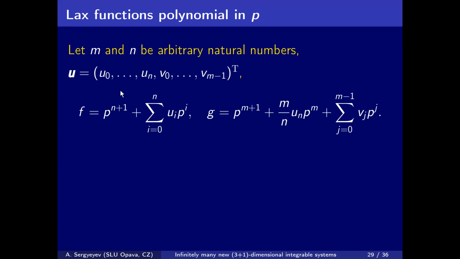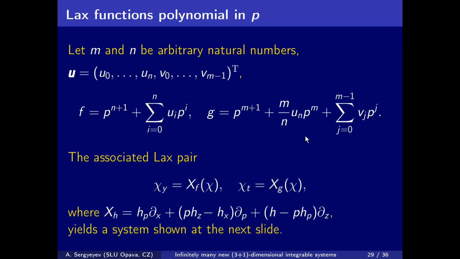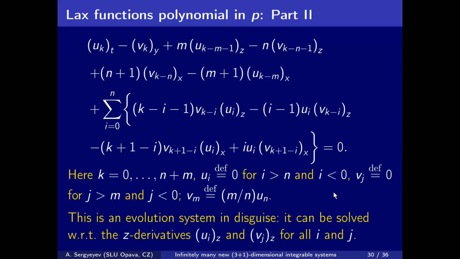Well, f is a completely generic monic polynomial. g is almost generic. The only coefficient that has a special form is the next to highest order coefficient, this one. If we write down the associated Lax pair and check its compatibility condition, it turns out that we end up with the following system. It is fairly complicated, I admit.